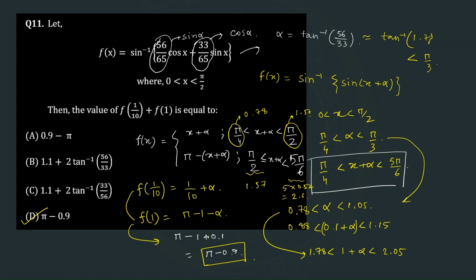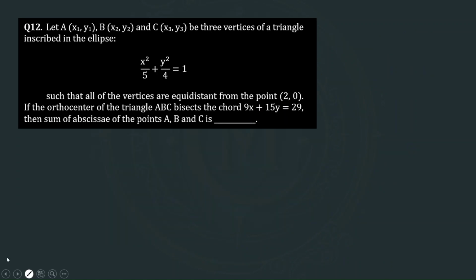Let us proceed to the next question. The next question says that let A, B, C be three vertices of a triangle inscribed in this ellipse, such that all of the vertices are equidistant from the point 2, 0. So we can say for the triangle ABC, this is the circumcenter. Let us denote this by O. If the orthocenter of the triangle ABC bisects the chord 9x plus 15y equal to 29, then we are to calculate the sum of x coordinates of the points A, B and C.